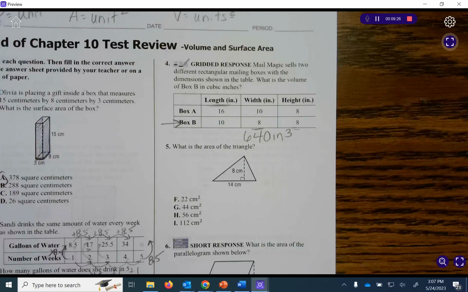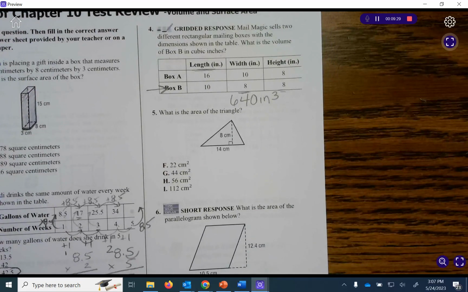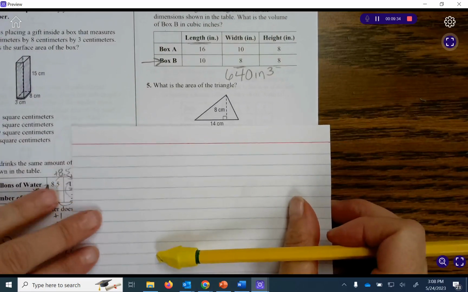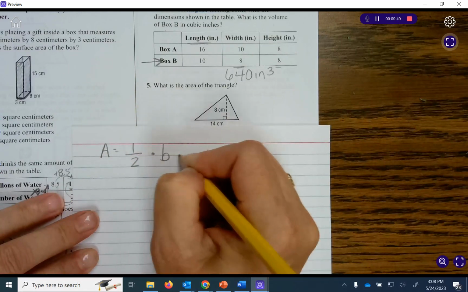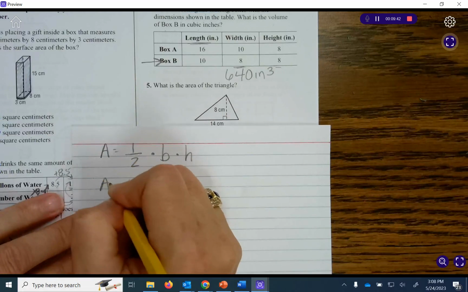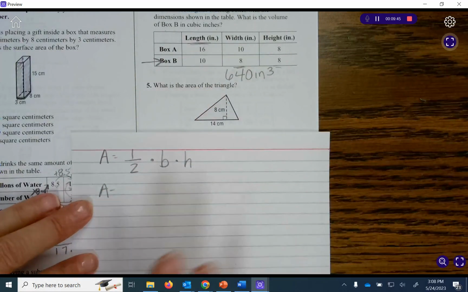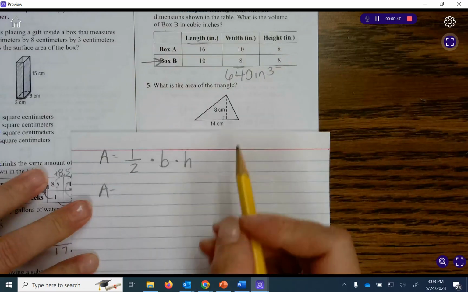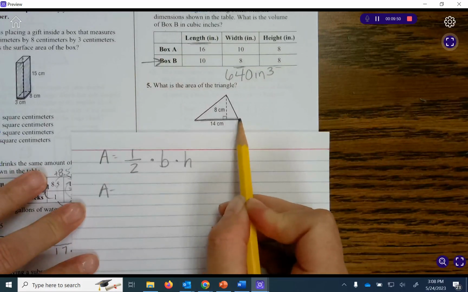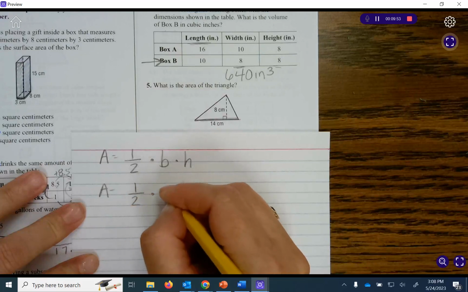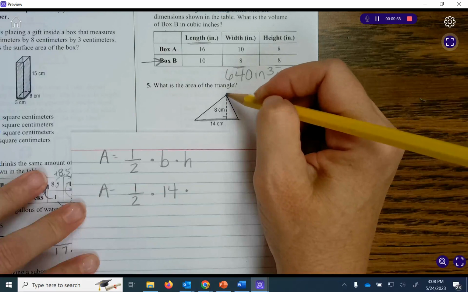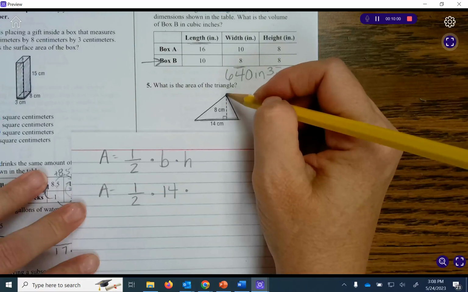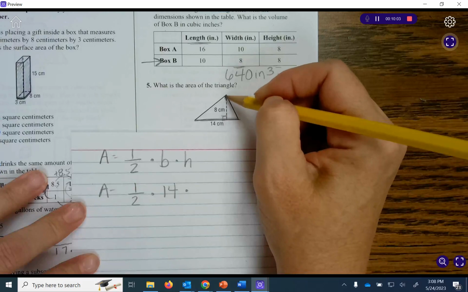Question number 5. What is the area of the triangle? Area equals 1/2 times the base times the height. You want to rotate your triangle until you identify a bottom, which will be your base. In this case, our base is 14. So we have 1/2 times 14. The height is the distance from the base to the apex of your triangle, which is the tippy top. That line must be perpendicular.